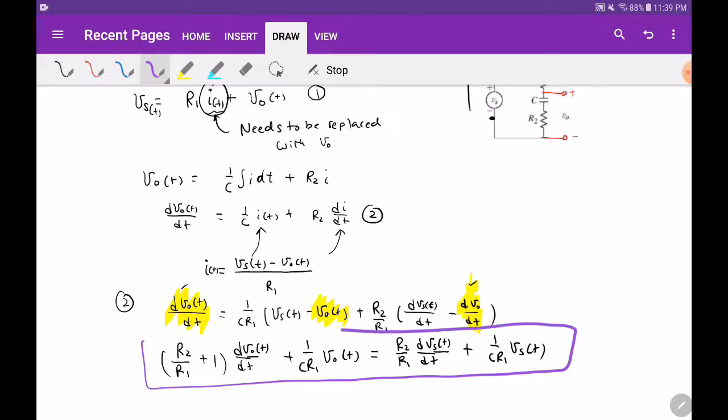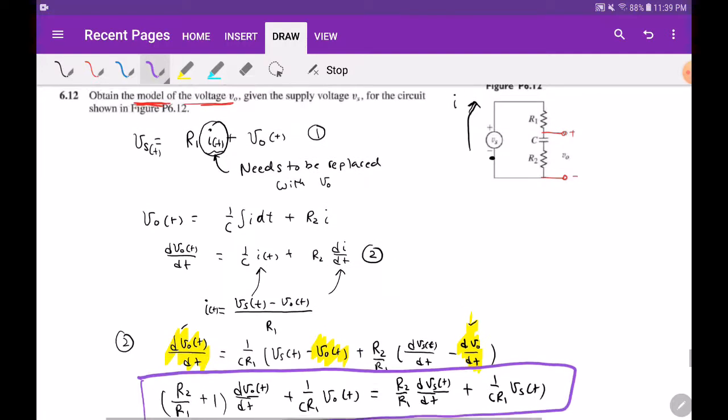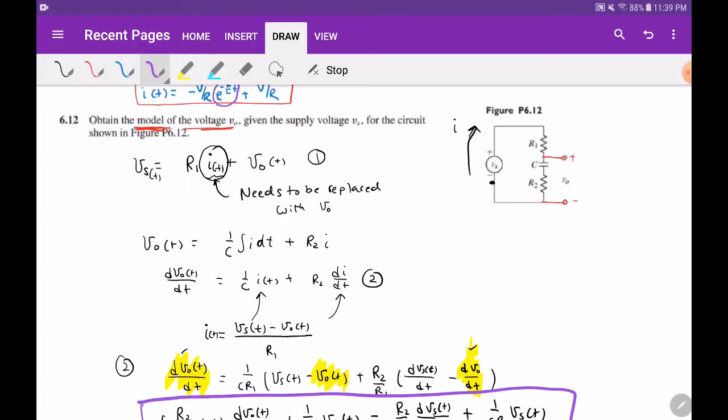This is a system model for V out, which is much more difficult to obtain than the system model for the current. And amazingly enough, when you look at the left hand side carefully, it will be exactly the same. They'll have exactly the same coefficients as the ones I would have gotten if I found the equation of motion, the system model, in terms of I.